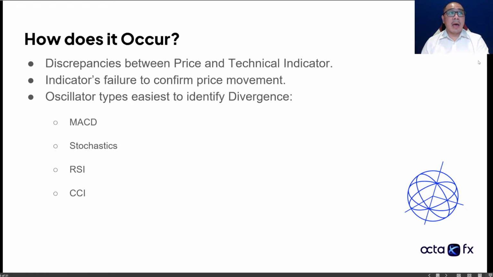Okay, so how does it happen? We are basically looking at discrepancies or differences between price and a technical indicator. So it's basically just the indicator's failure to confirm price movement. There are actually different ways of looking at divergences, but the oscillator types are basically the easiest to identify divergence. That's basically the MACD, the stochastics, the RSI, and the CCI, which is pretty rare for people to use nowadays.